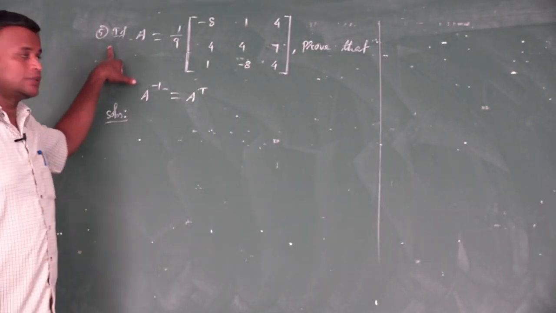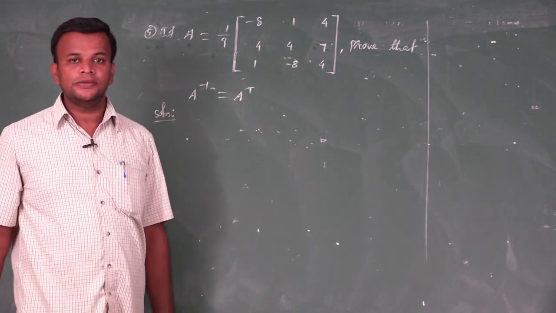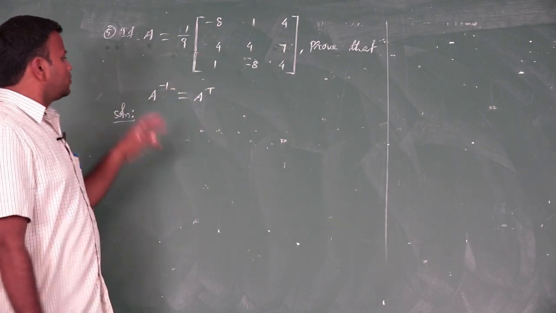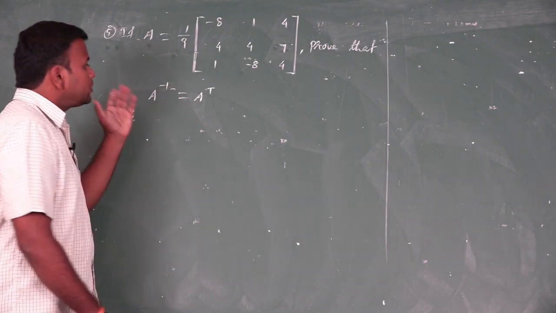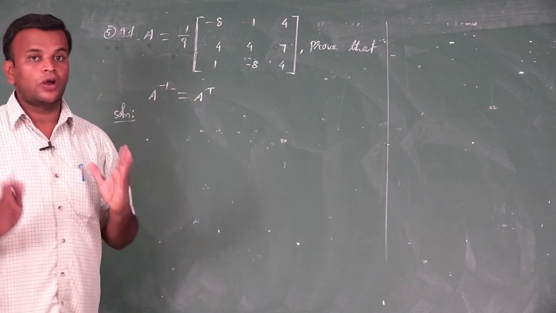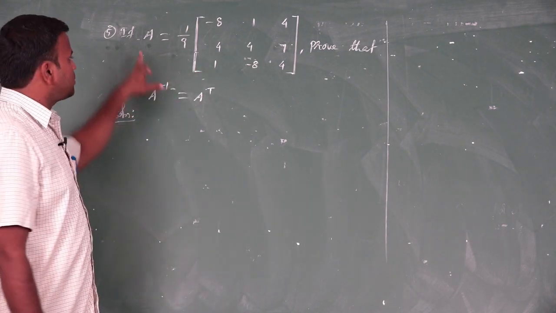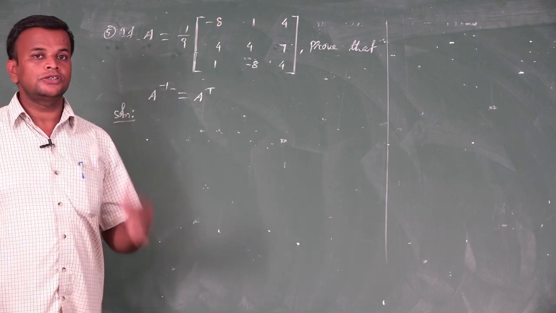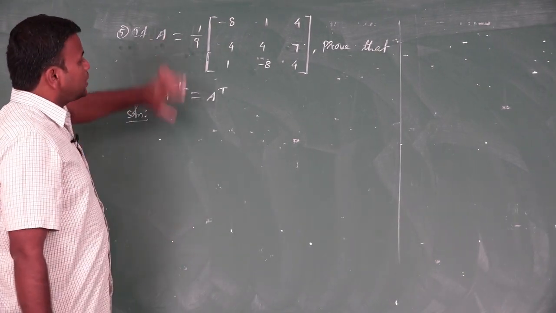The next question is the fifth one. A is 1 by 9 times a 3 by 3 matrix, given. The matrix has 1 by 9 outside. Then we have to prove that A inverse is equal to A transpose. There are two ways. Directly finding A transpose and A inverse is one way. But you see the matrix A has 1 by 9 outside, so we multiply 1 by 9 inside or use some formula. But it is more convenient to do it another way.